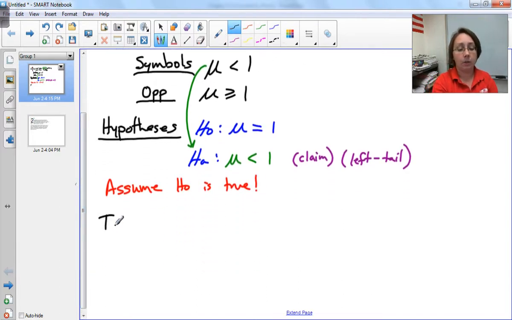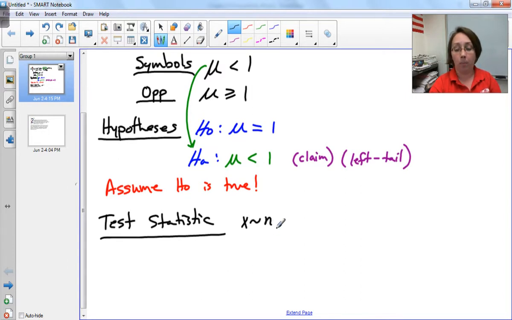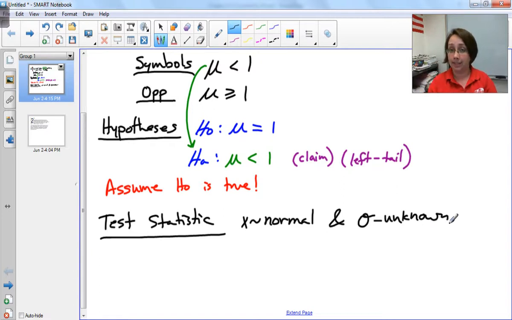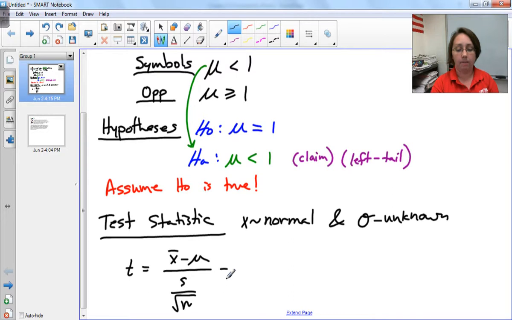Alright, now the test statistic, which I already checked the requirements. I'm just going to make one little note to help you remember. We have x was told to be normal, so we have a normal population, and we have sigma is unknown. Those two requirements are what tell you that you can do a t-test and you have to do a t-test. Sigma being unknown means you have to use t. So our formula was x bar minus mu divided by s divided by the square root of n.